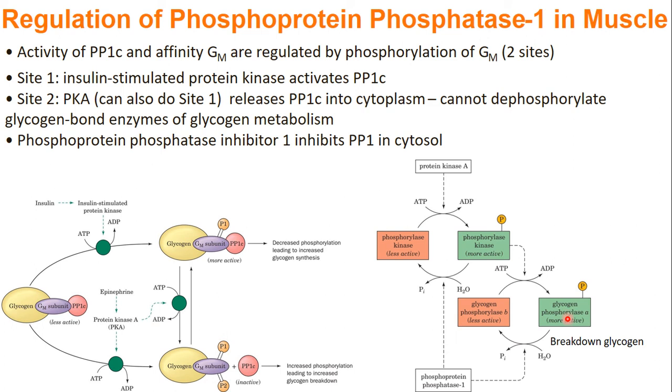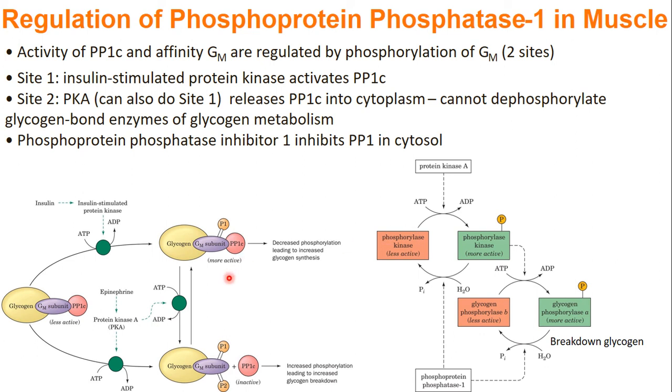When it does that, you're stopping the breakdown of glycogen, and rather you're allowing glycogen synthesis to happen, which should make total sense, right? Insulin is released when you have high blood glucose levels. If you have high blood glucose levels, don't break down your storage of glucose. We have enough glucose, so stop breaking it down. The way we stop breaking it down is by removing these phosphates.